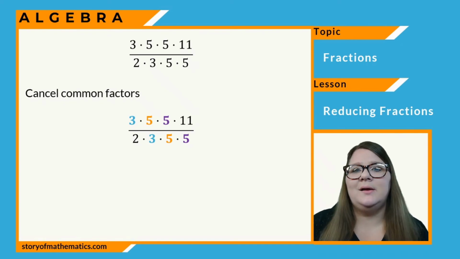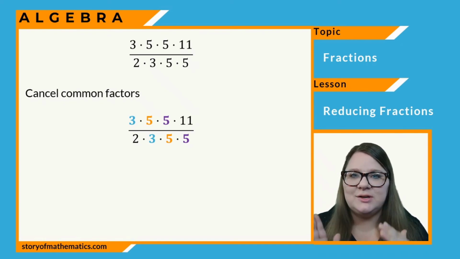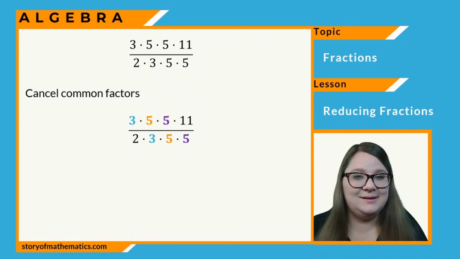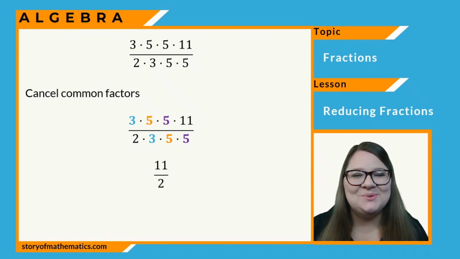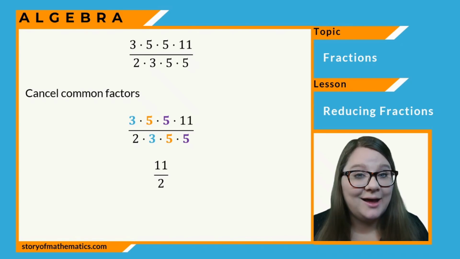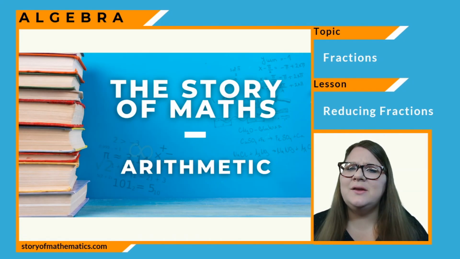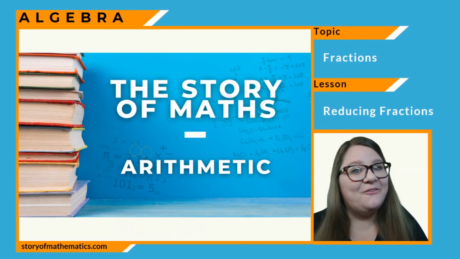So notice here that I'm actually canceling extra things. I'm canceling 3 things on top and bottom. Now, all that's left over is 11 and 2, so my final answer in this case is 11 halves. And that's how you simplify or reduce fractions.